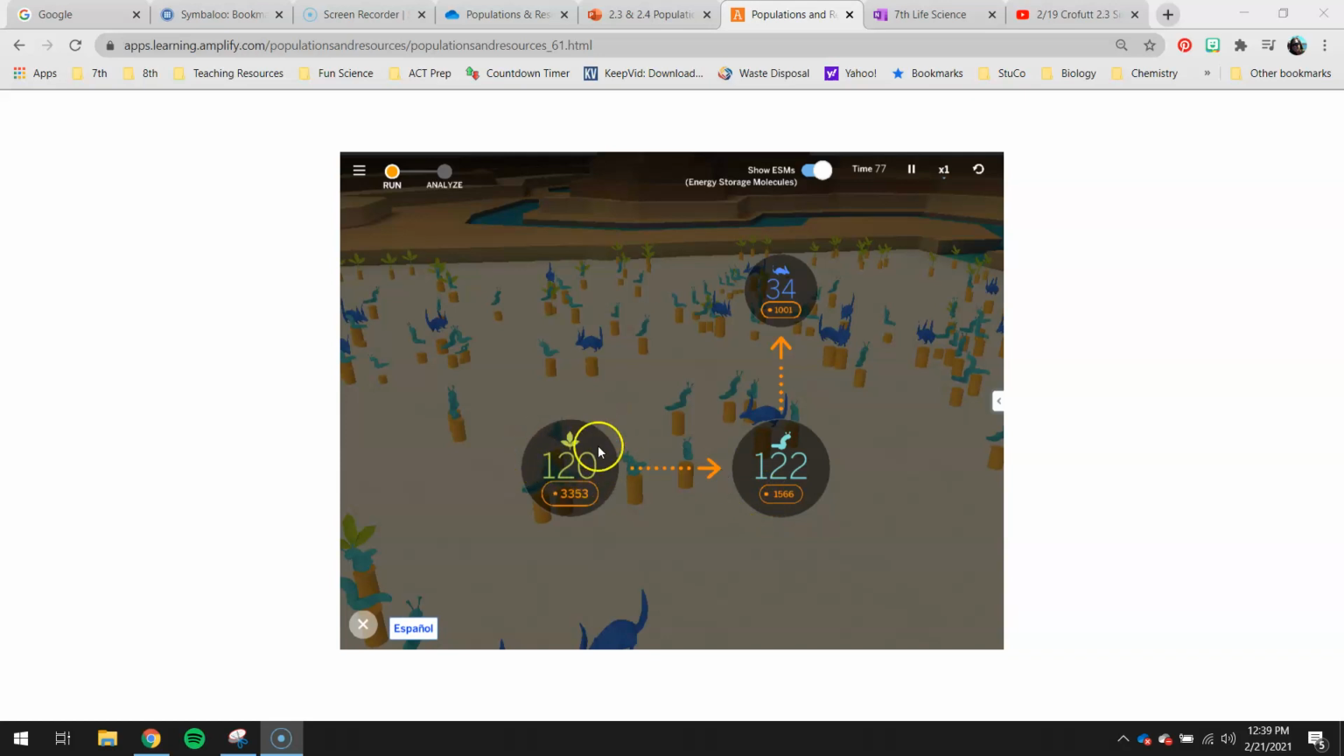What these also show us is the population number. That's these big colored numbers directly under their little icons. And then below you can also see as a population what their energy storage molecules look like. So those are the orange smaller numbers underneath.